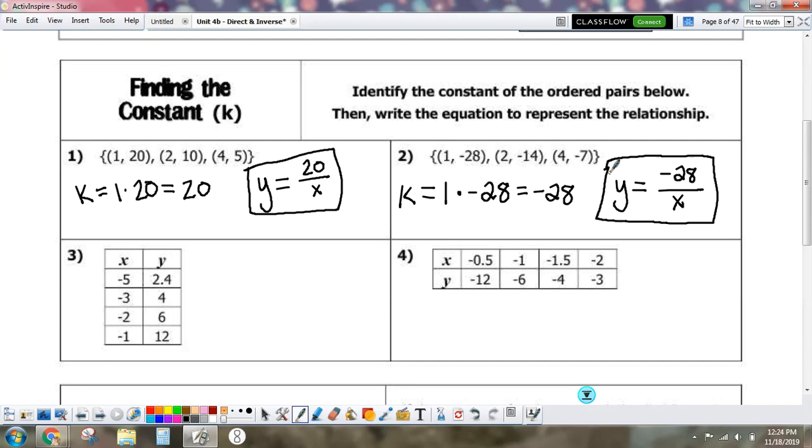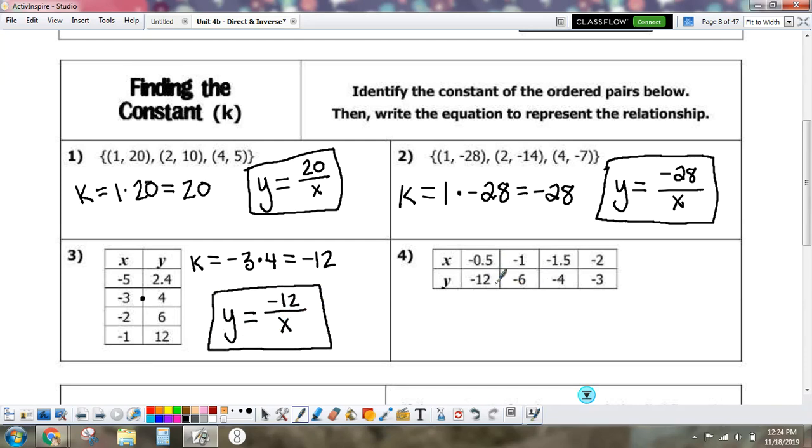Number 3, same idea. Now we have a table. So you're just taking your x value times your y value. Okay, so negative 5 times 2.4, negative 3 times 4, negative 2 times 6, negative 1 times 12. I'm going to use negative 3 times 4 just because I don't want to use the 1 with the decimal. Okay, so I'm going to do negative 3 times 4, and that will get me a negative 12. Double check. Those all do, in fact, get negative 12. So my equation is y equals negative 12 divided by x.